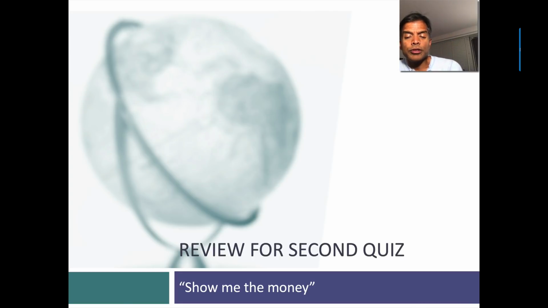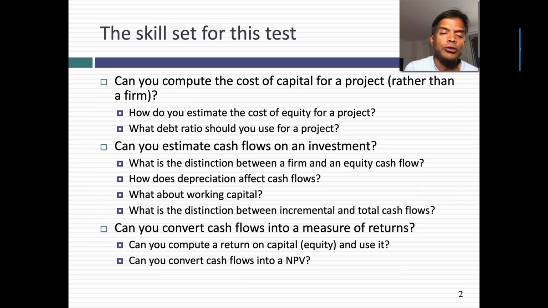This is the review for the second quiz, and essentially it will cover the material which we've done since the first quiz. Simply put, these are the three skill sets I'd like you to be able to bring into the quiz. The first is whether you can compute the cost of capital for a project, not just for a firm, and that requires estimating a cost of equity and deciding what debt ratio to use on a project.